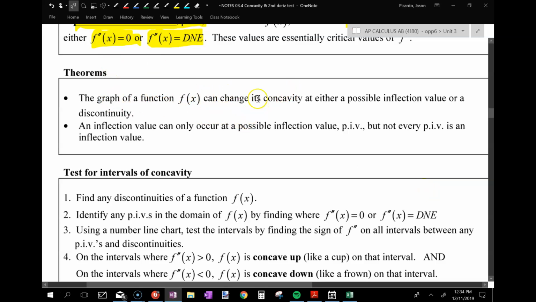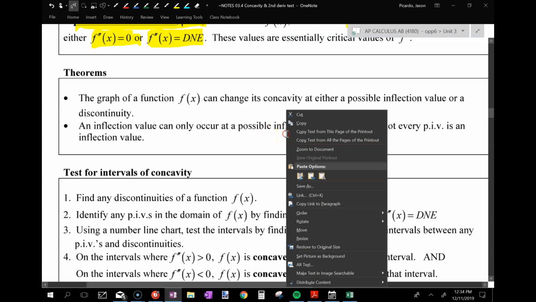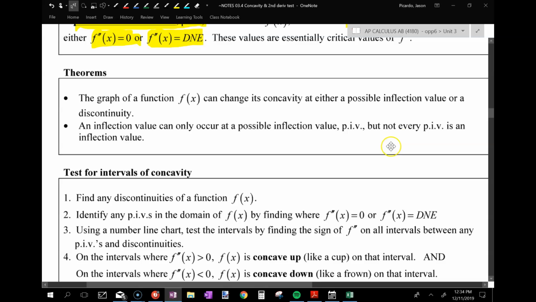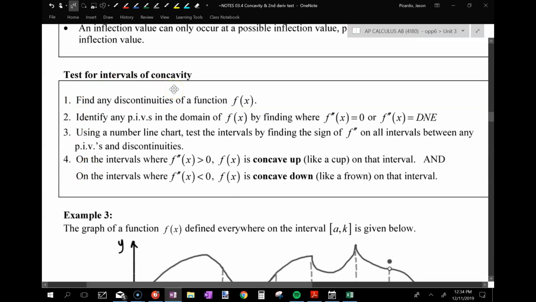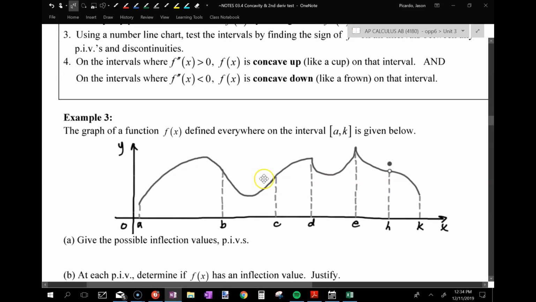A graph can change its concavity at an inflection value or at a discontinuity. So inflection points can be at discontinuities. An inflection point can occur at possible inflection values, but not every possible inflection value is an inflection point. The same way, guys, not every critical value is a max or a min. Some of them don't work. So how are we going to figure out concavity? Well, we're going to do the following.